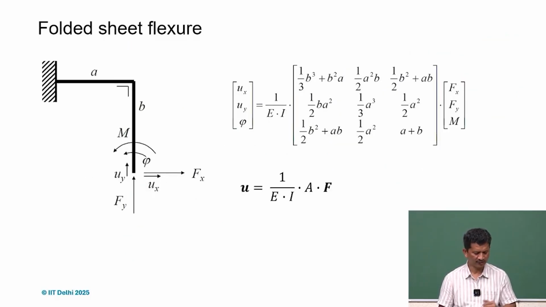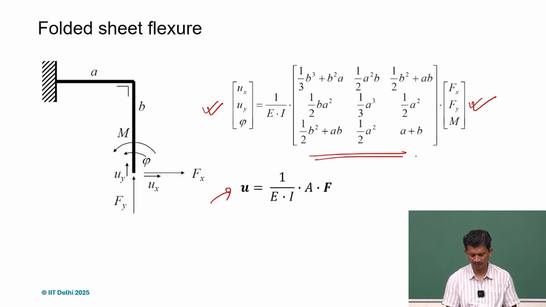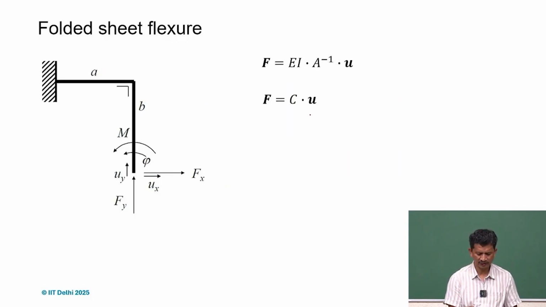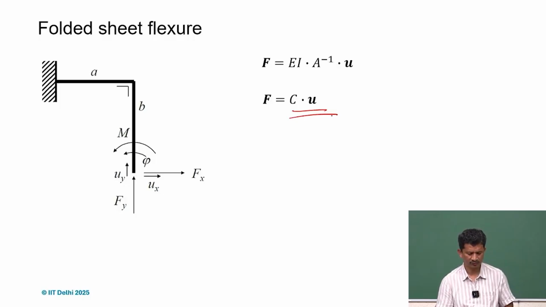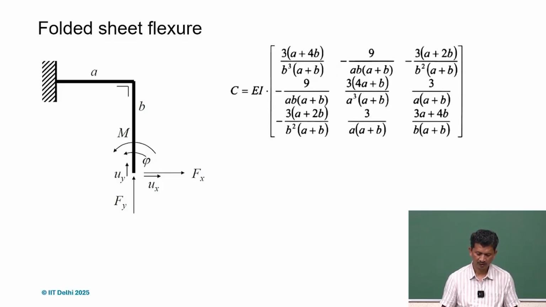So if we have this, we can always write the deformation with respect to forces, and also write it in matrix form. So 1 by EI, and then this entire matrix can be written with different values of A and B. We can also write it in terms of the stiffness matrix. So F equals Cu, so the inverse will come here, and this will be the stiffness matrix in this case, for x, y, and phi.